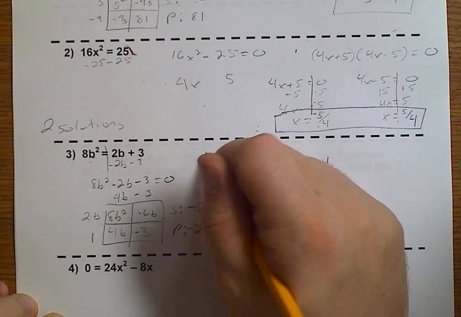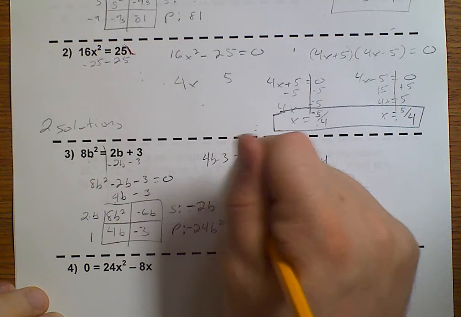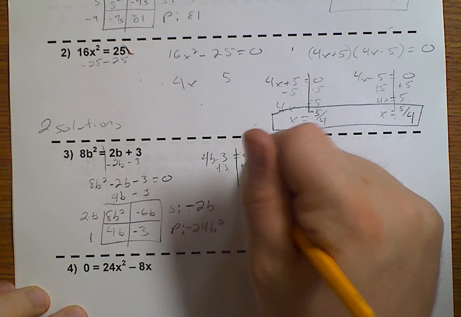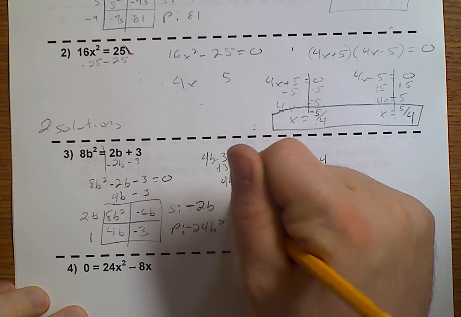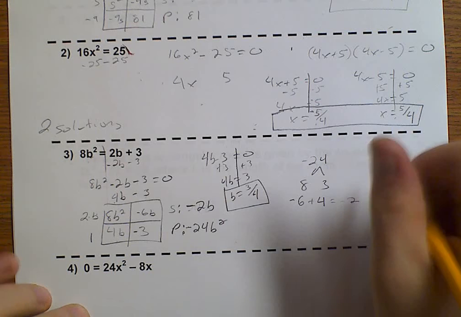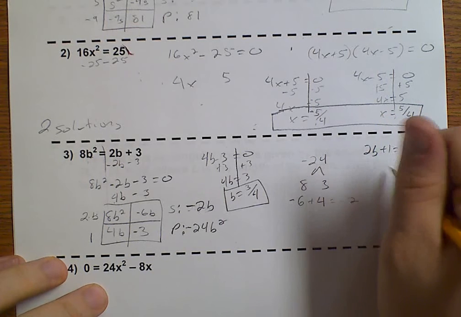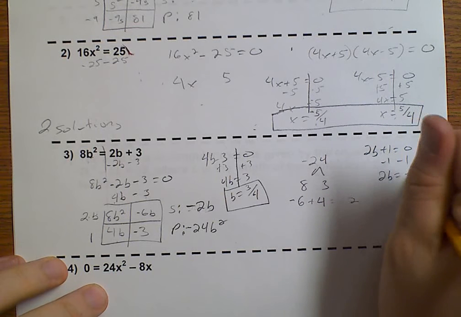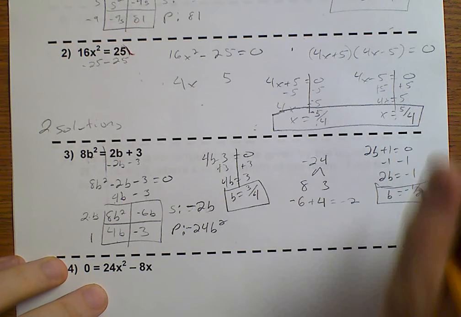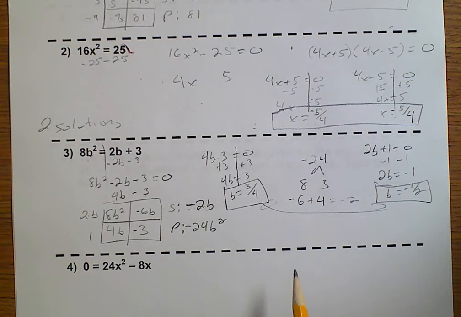And so we have 4b minus 3 equals 0. Add 3, 4b equals 3, b equals 3 fourths. And 2b plus 1 equals 0. Subtract 1, 2b equals negative 1, b equals negative 1/2. Again, I have two answers.